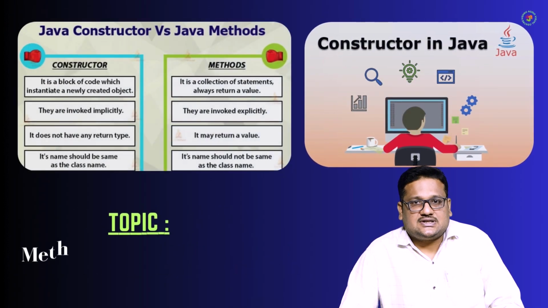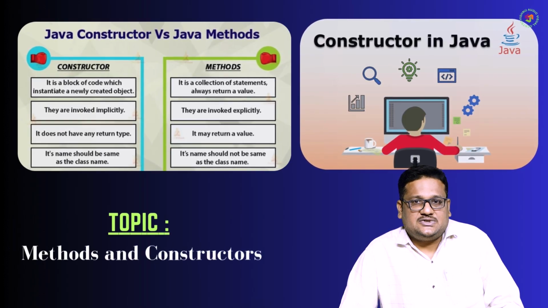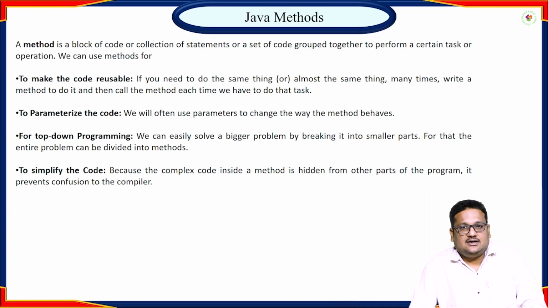Today I am going to discuss the methods and constructors topic from the subject Java programming. A method in Java is a block of code, or collection of statements, or set of code grouped together to perform a certain task or operation. We can use methods for code reusability, parameterizing the code, top-down programming, and simplifying the code.